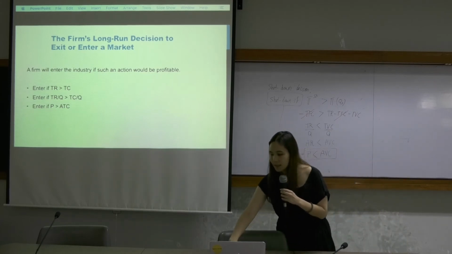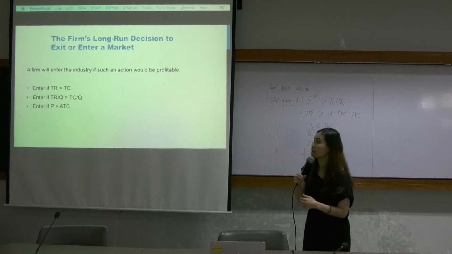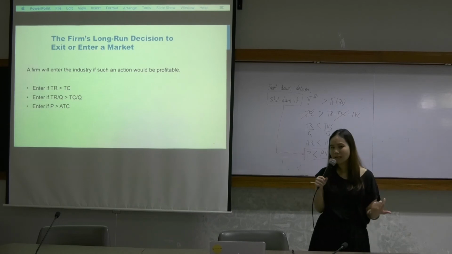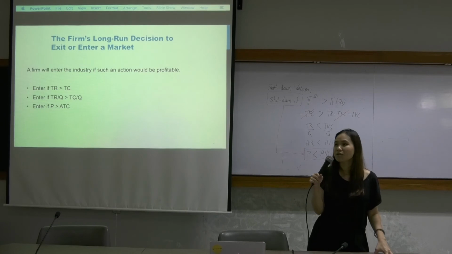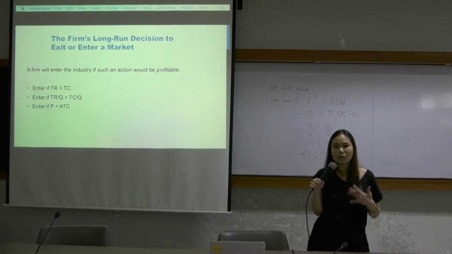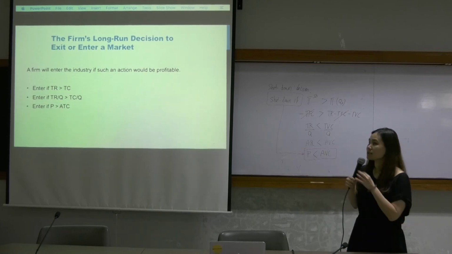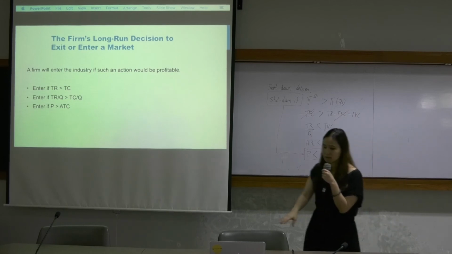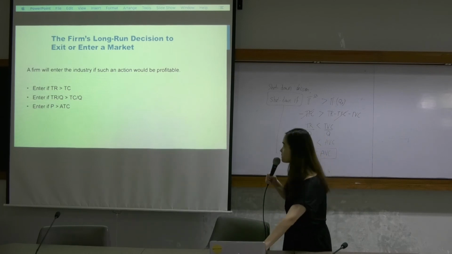So basically, if you make a loss, please feel free to exit the market. But if you see that a lot of people are making money selling bananas, and anyone can grow bananas in Thailand, it's easy. If it makes so much money, what would happen? I would want to sell bananas too, right? So whenever we see a positive profit in a perfectly competitive market with free entry, we would see that people would come in and invest more.